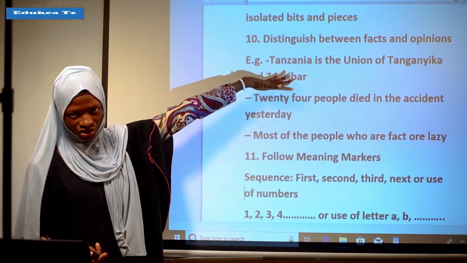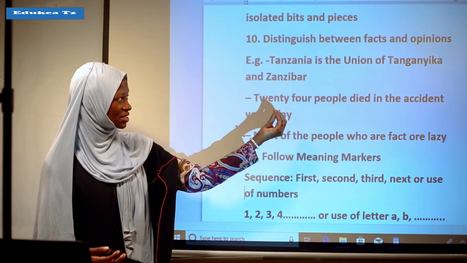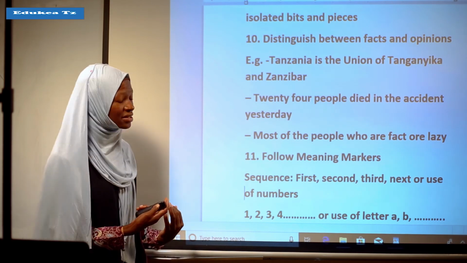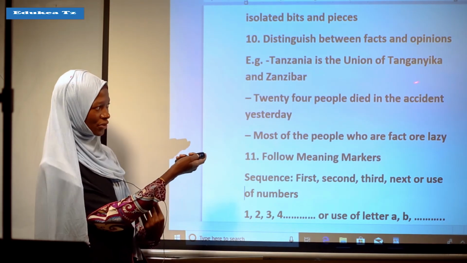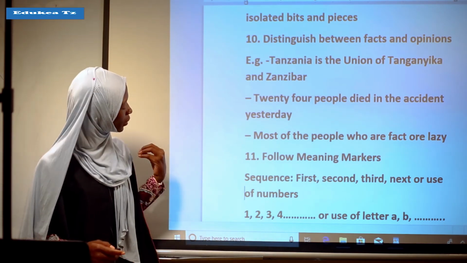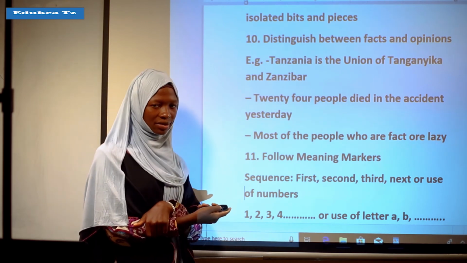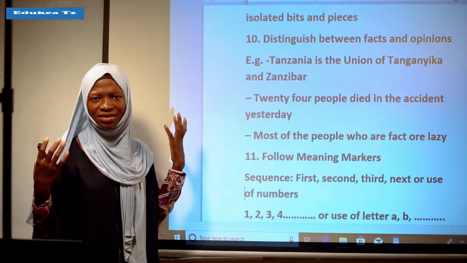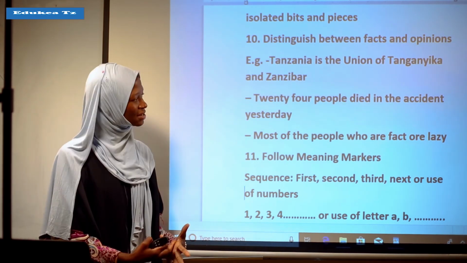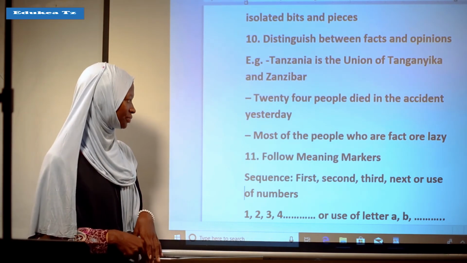It is researched and it is clear, accurate. Tanzania is a union of Tanganyika and Zanzibar. And when someone says an exact number, like 24 people died in an accident yesterday, it is a fact. But when another person says most of the people who are poor are lazy, it is somebody's attitude. It is not a fact, because there are some people who are poor and still they work hard. They are not lazy.